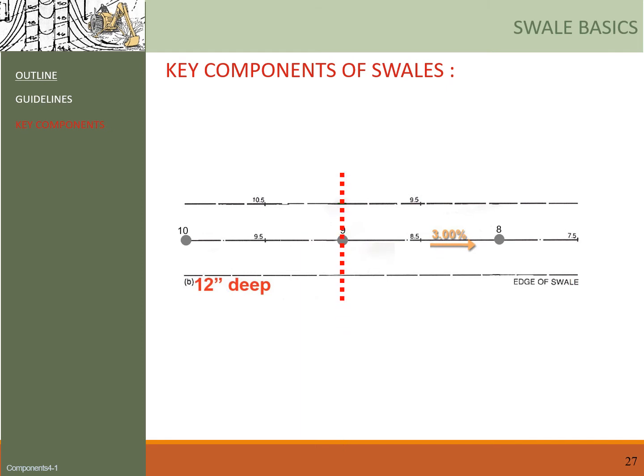Okay, now let's start to draw the cross-section from this location where the elevation at the center line is 9. First, we find the elevation at the center line, and then because the predetermined depth of the swell is 1 foot, the elevation here at the top of the side slope is 10 feet. So here is our cross section.